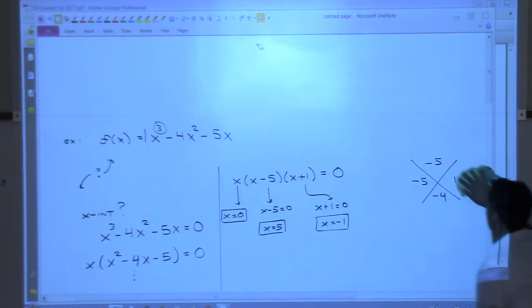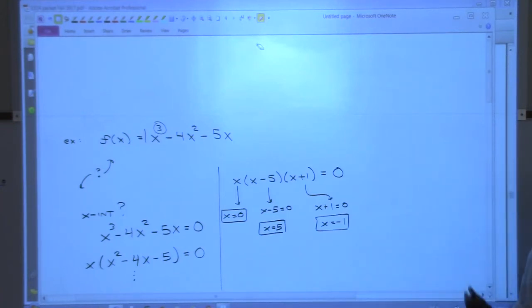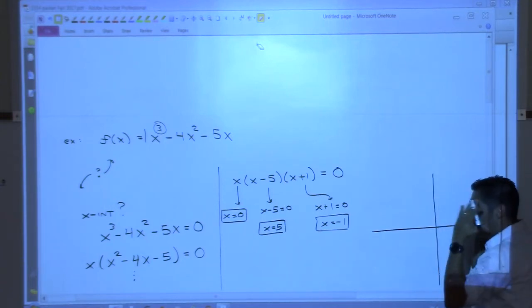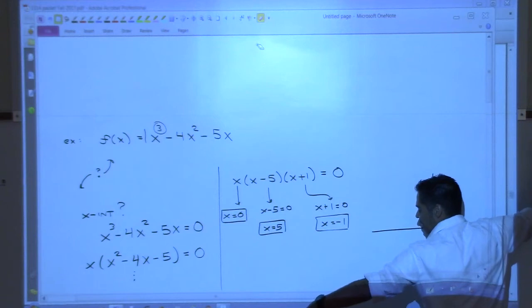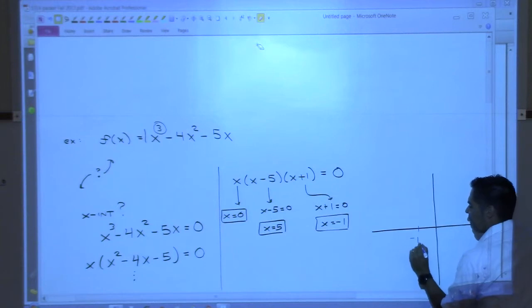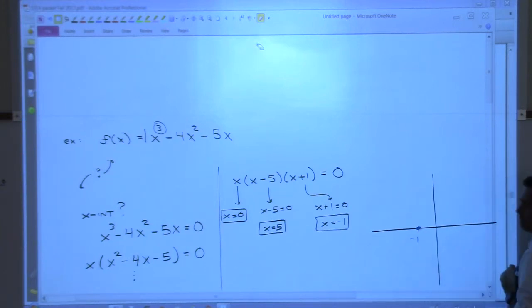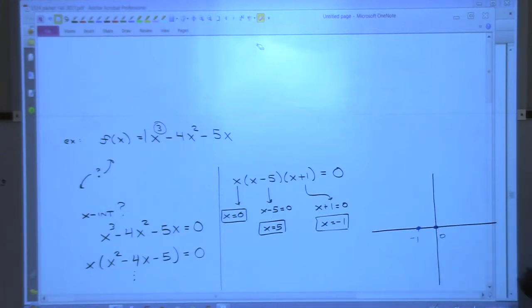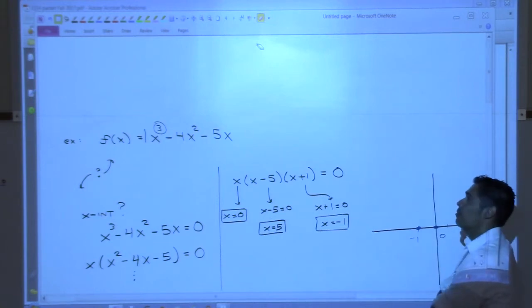Okay, so let's go back and just think about the graph again. In the back of my mind, I know it goes down then up, right? All right. But I also know something more. I know that at -1, I have an X-intercept. I know that at 0, I have an X-intercept. And I know that at 5, I have an X-intercept. So that's a little bit more information, isn't it? So let's try and think through this a little bit more now.